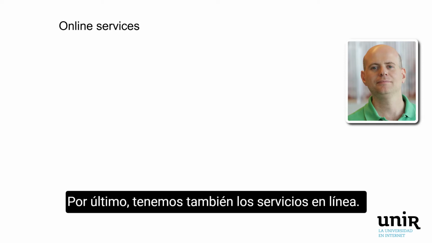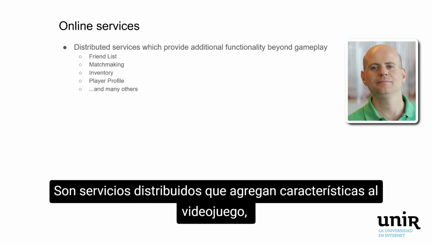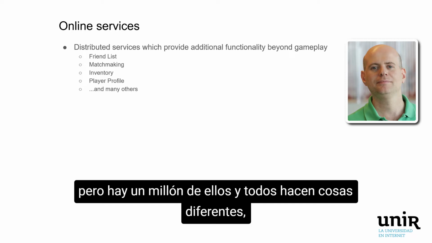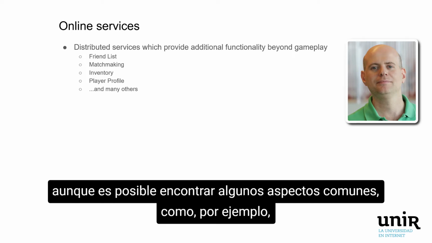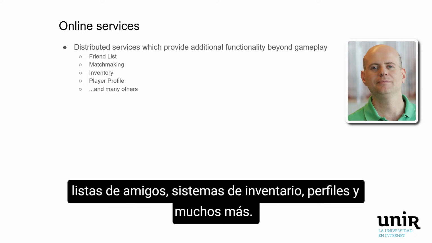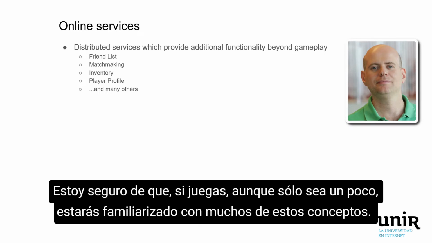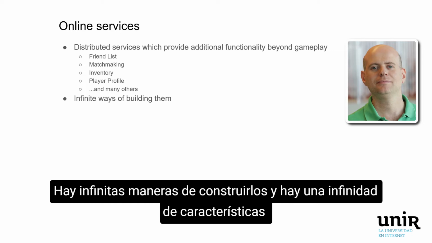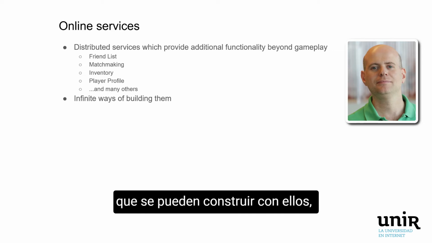So finally, we have online services. They are distributed services that add features to the game. There are a million of them. They all do different things, but there are some commonalities that you can find. So, friend lists, matchmaking, inventory systems, profiles, you name it. I am sure that if you play even a little bit, you're familiar with many of these concepts. There is an infinite way of building them, and an infinite number of features you can build with them.